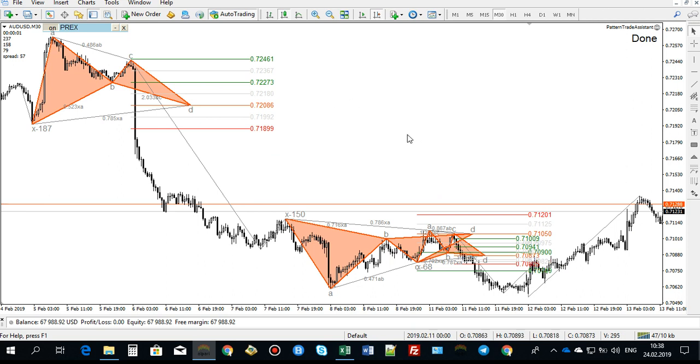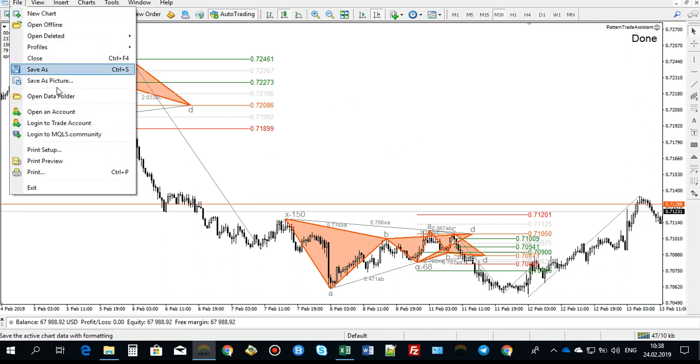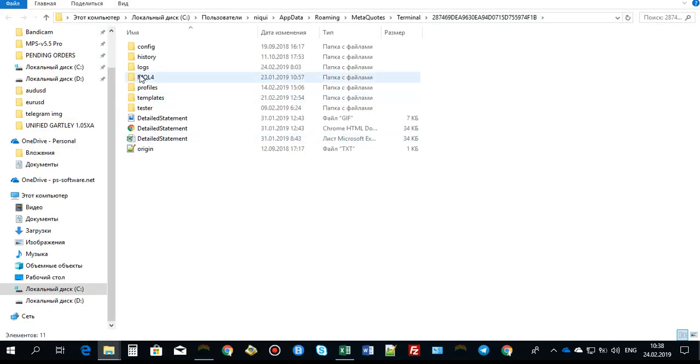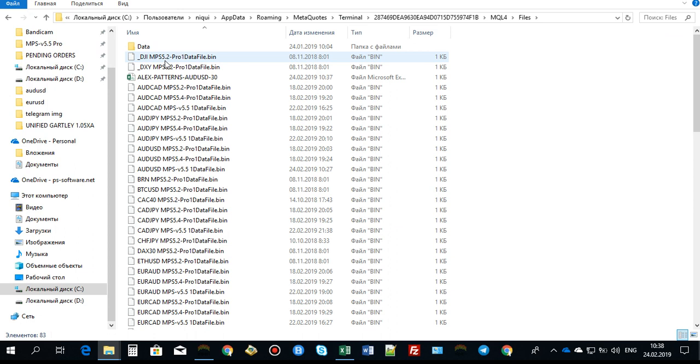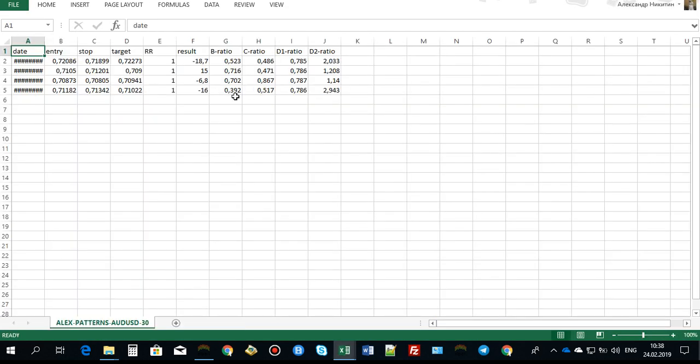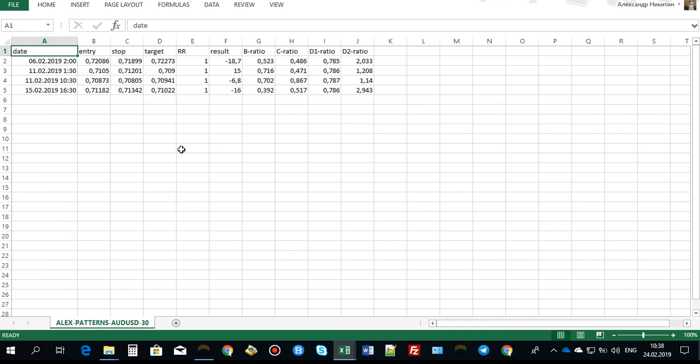If we go to open data folder, and we go to MQL4, open files, we find Alex Patterns Aussie dollar 30. So Alex Patterns is the name and Aussie dollar is the suffix that is added. And here are the lines with these trades: date, entry, stop, target, risk reward, result, B point ratio, C point ratio, D point ratio, and D2. So you see how fast it is to record all the stuff.